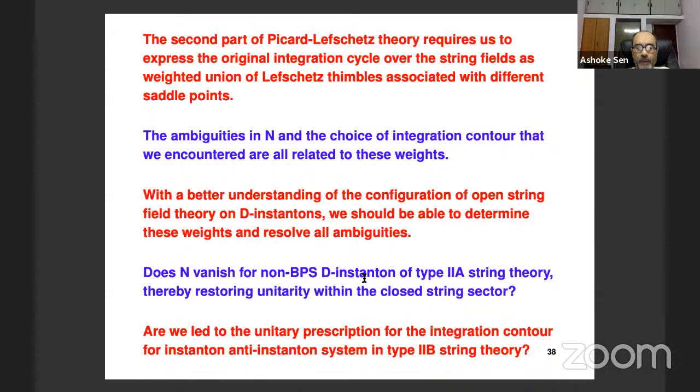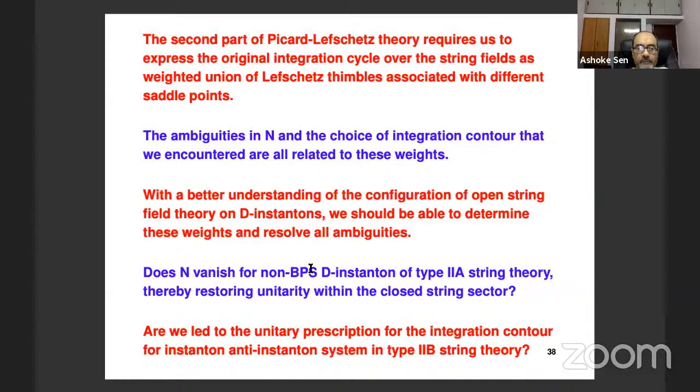Does n vanish for non-BPS D-instantons in type 2 string theory, thereby restoring unitarity within the closed string sector? The second question is: for type 2B string theory, are you led to the unitary prescription for the integration contour for the instanton anti-instanton system? Because there again we have the same problem. You have a tachyon on the open string stretching between the instanton and anti-instanton, and that goes from massive to massless to tachyonic as the instanton and anti-instanton come together.